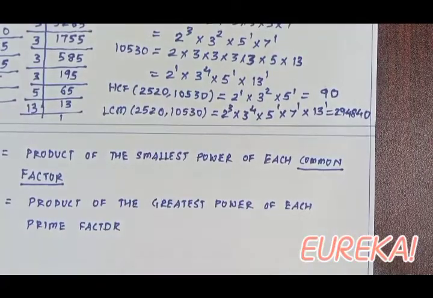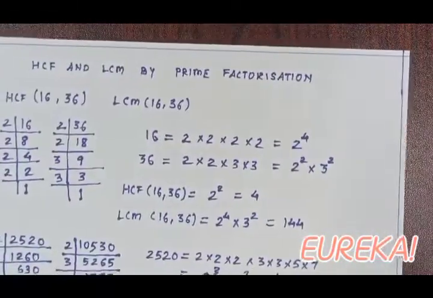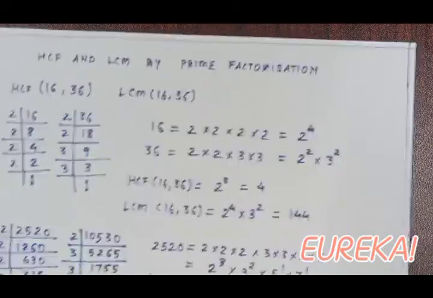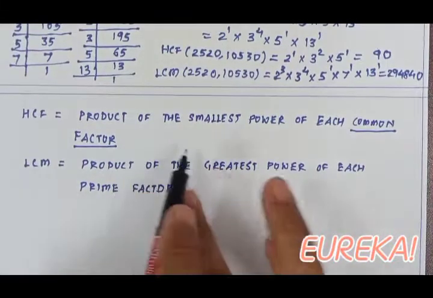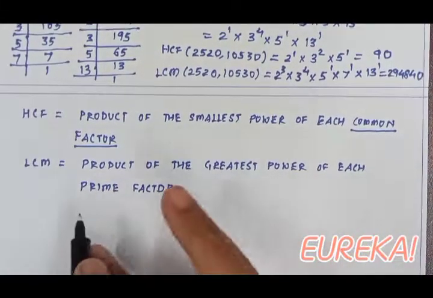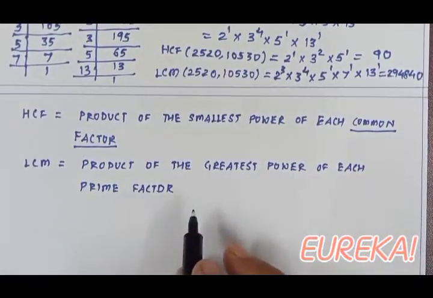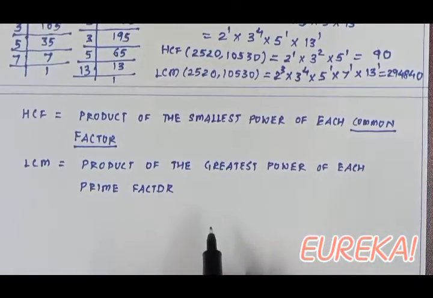So hope this HCF and LCM by prime factorization is clear to you, and more important are the rules which we are going to follow. HCF says product of the smallest power of each common factor, and LCM says product of the greatest power of each prime factor. Okay, take care.